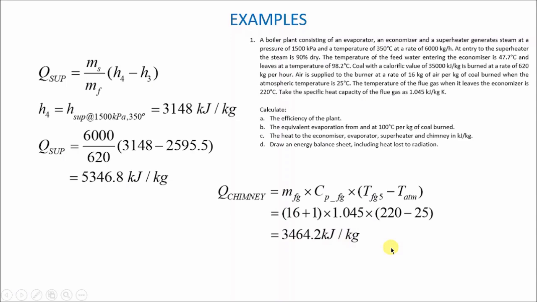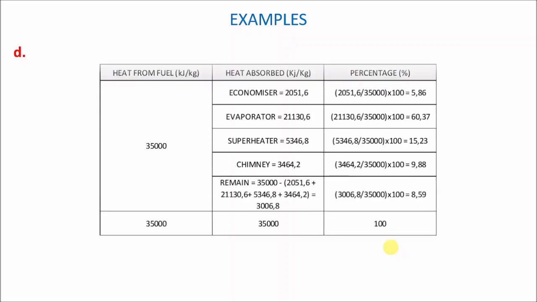Really, really important. And then after that, the last part of the question, which is question D, is to draw a heat balance sheet. What they mean by that is a table that looks like this. On the far left of the table, what you have there is the total heat that the fuel is providing in kilojoules per kg. In other words, that is the calorific value of the fuel. That is what you have on the left side of the table, 35,000.